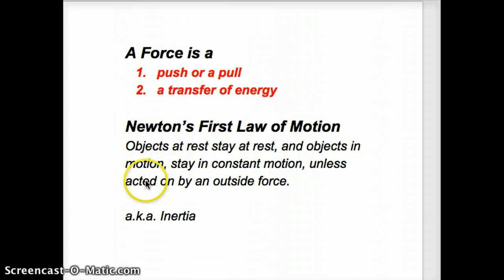So here's Newton's first law. Objects at rest, not moving, unless they're acted upon by some outside force, will stay that way. And objects in motion will stay in constant motion unless acted upon by an outside force. This is also the idea of inertia.